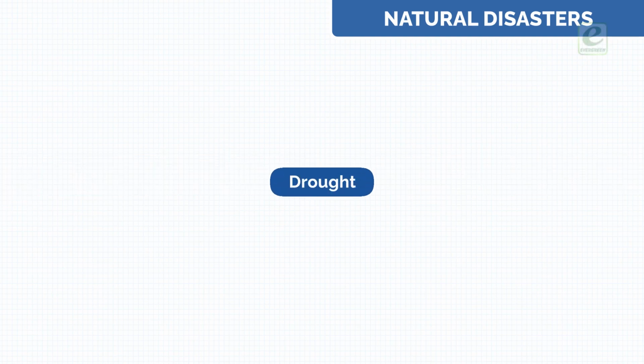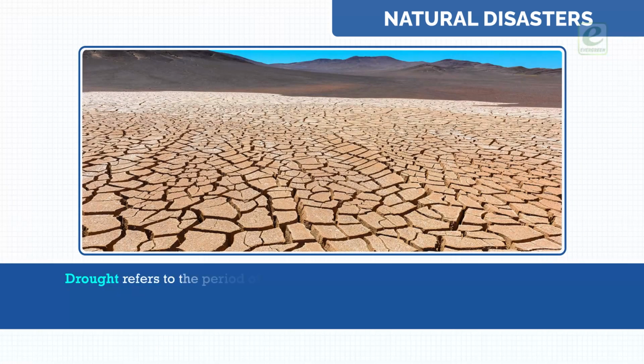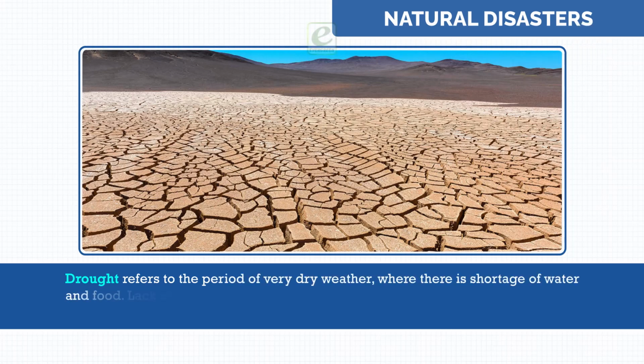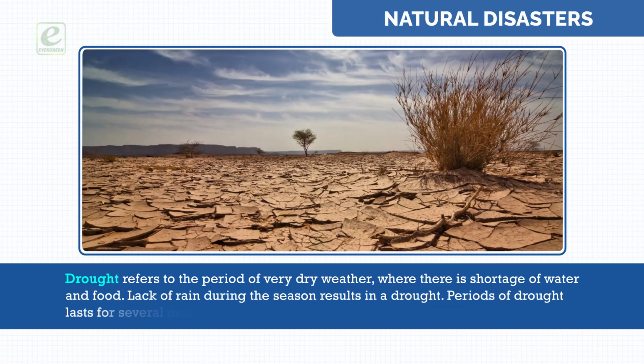Drought. Drought refers to the period of very dry weather, where there is shortage of water and food. Lack of rain during the season results in a drought. Periods of drought last for several months or sometimes even a year.